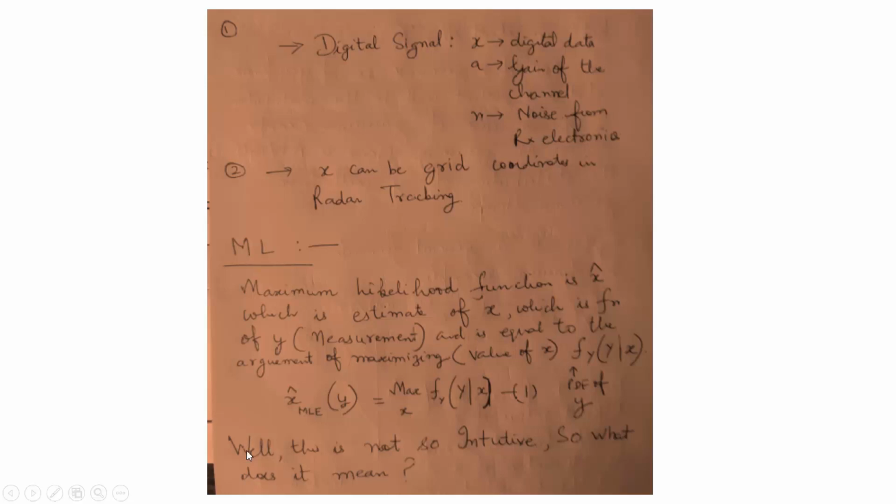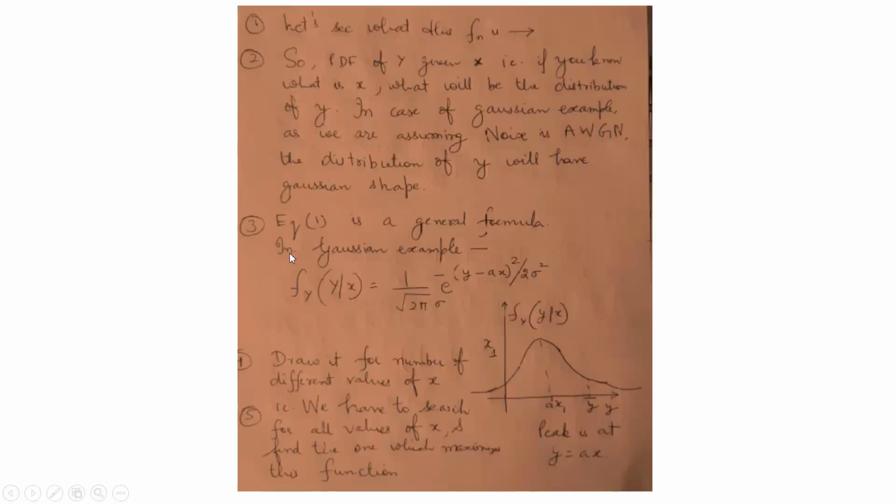In the case of Gaussian, it can be example 1. In case of some other distribution, the general formula will remain the same and the details can be a little bit varied. Now, in Gaussian example, what is this function given by? This function will be given by 1 over root 2 pi sigma e to the power minus (y minus ax) whole square divided by 2 sigma square. Right.